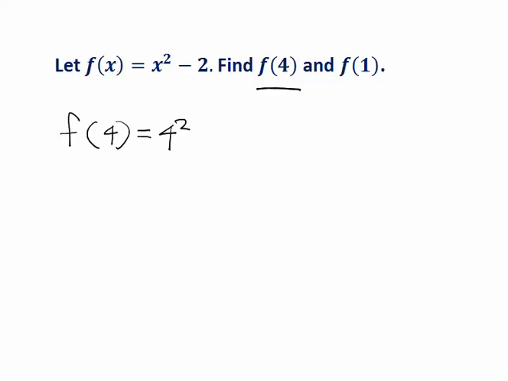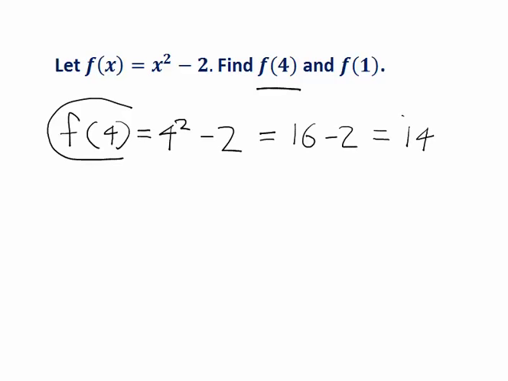Everywhere I see an x, I replace it with the number 4 because x represents the input and I'm inputting 4. Then we can simplify this expression. 4 squared is 16, and 16 minus 2 is 14. So if I plug a 4 into this function, I will get out 14.